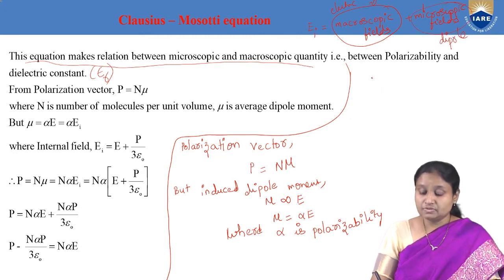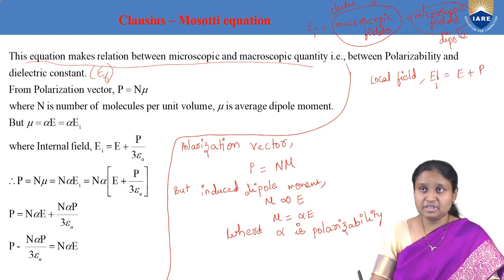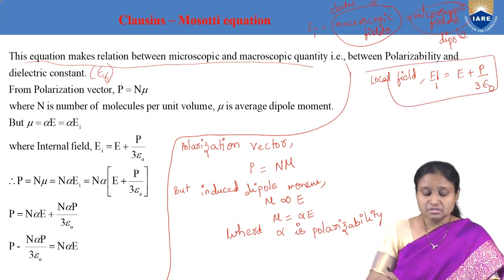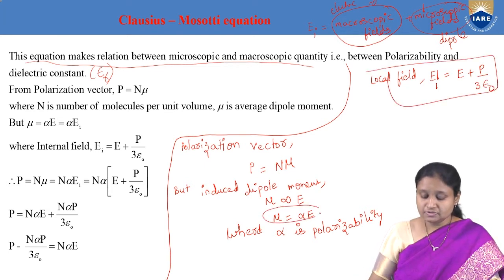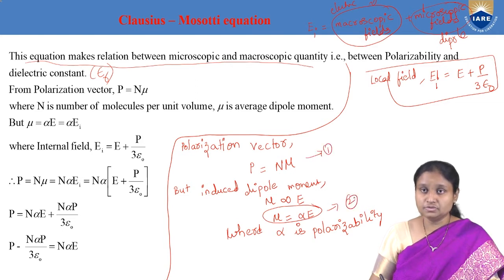And what is the expression we got for the local field? This local field or internal field, which is denoted by EI, we got as E plus P by 3 epsilon naught. This is the expression for the local field. So now in this formula, suppose this is equation 1 and this is equation 2.